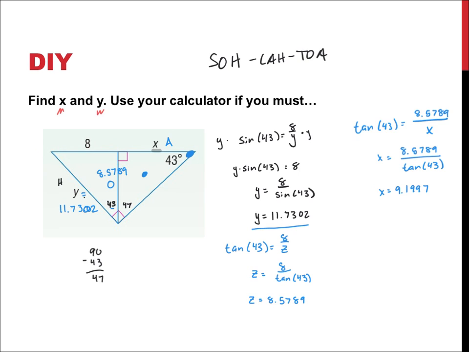I'm looking for x and for y, and so now I'm going to round to the second decimal place. So x is equal to 9.2, and y is equal to 11.73.